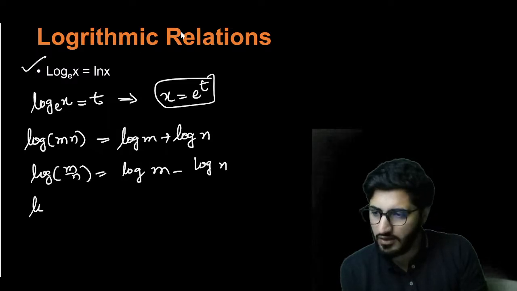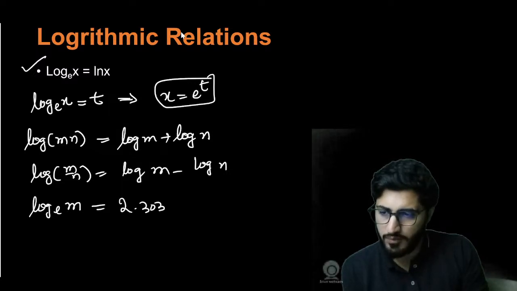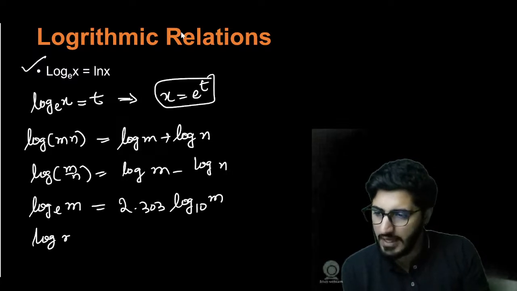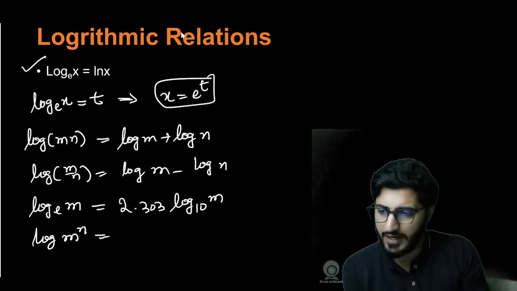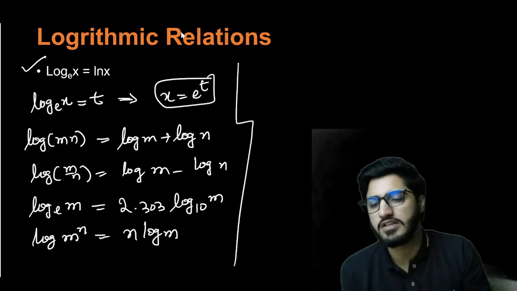If we have log base e of m, I can change it to base 10 by multiplying by 2.303. If we have log of m to the power n, I can take n outside, so it is n log m only. Clear? You have to remember these values.